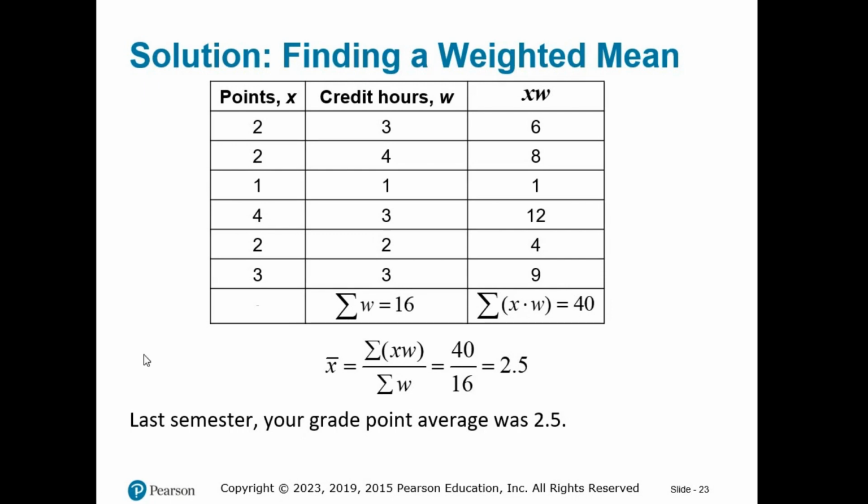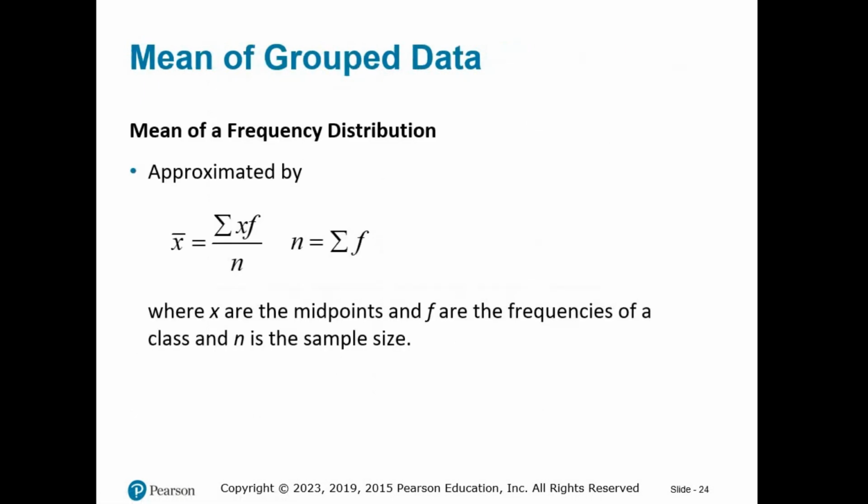Okay, now here's another interesting scenario. What if you need to find the mean of a data set, but the only thing you're given is the frequency distribution? You only know how many data entries fall into each class, but you wouldn't know what those exact values were to begin with. It turns out that we can still approximate the mean by using the midpoint and the frequency of each class. That is, the mean of a frequency distribution can be approximated using this formula. X bar is the sum of the products of the midpoints and frequencies of each class divided by the sample size. Make a note that in this formula, the X are the midpoints and F are the frequencies of a class, and N is the sample size.